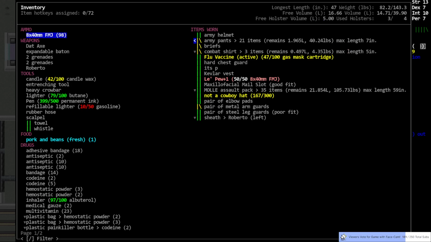Kevlar vest and chest guard will absorb some. All I've got on my head, though, is the army helmet. Arms and legs I could survive, even getting them all broke.